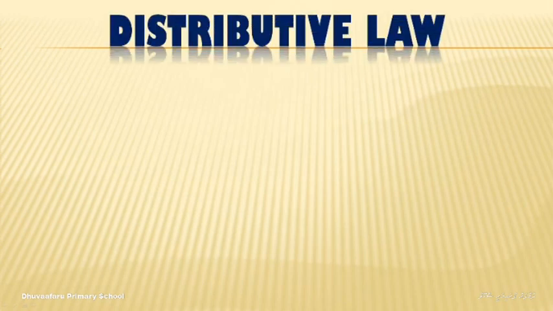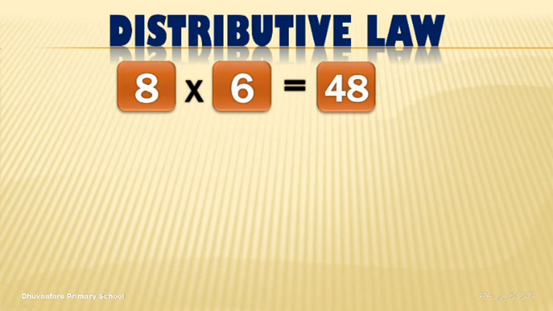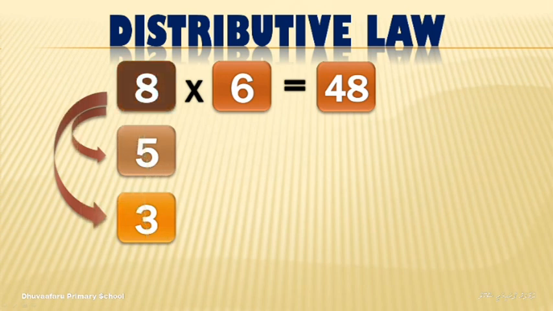The second example we have is 8 times 6. Let's break apart the first factor, the number 8. There are several ways to break apart 8, but I want to use 5 plus 3 because I know my 5 times tables. We now need to multiply 6 by both the 5 and the 3.